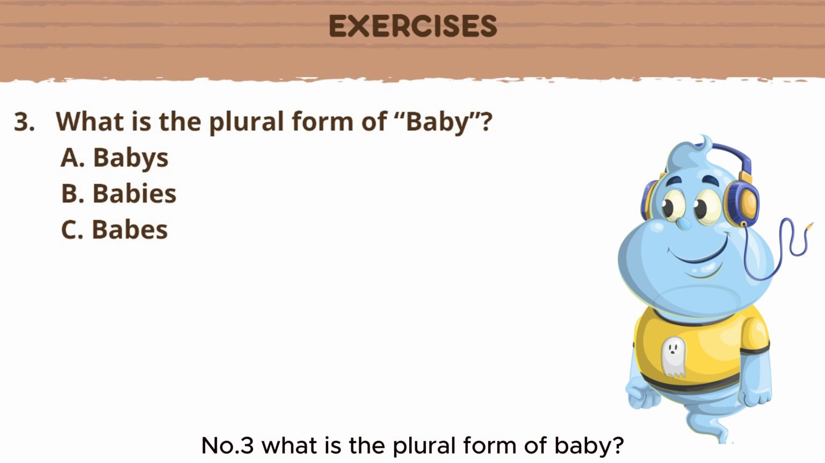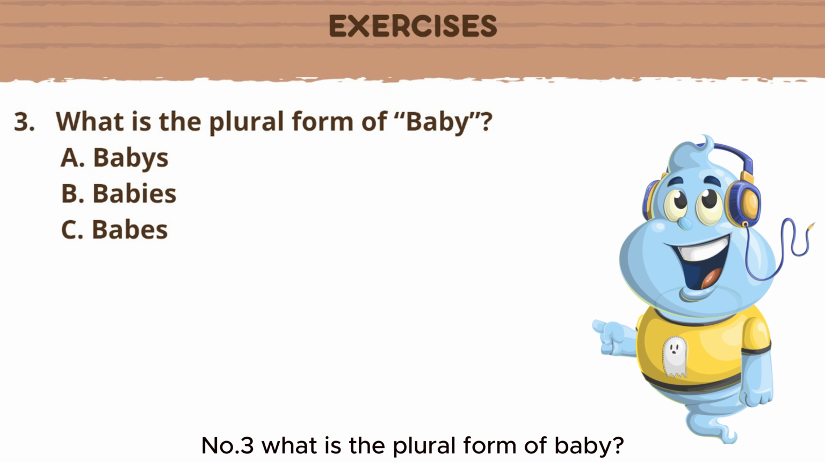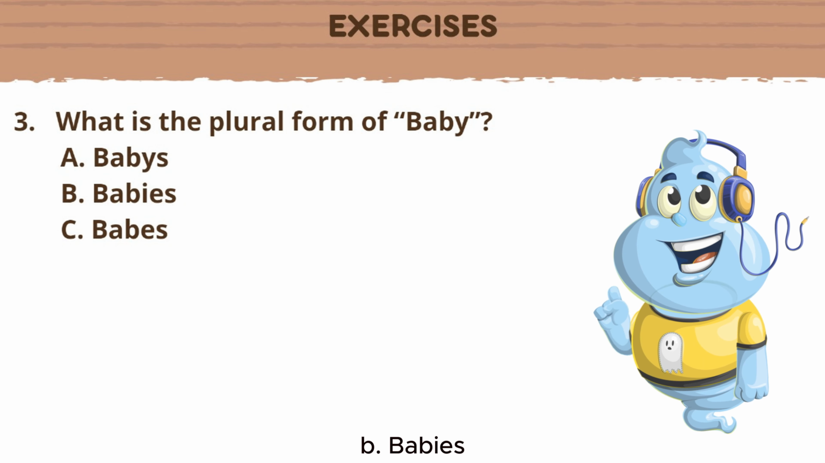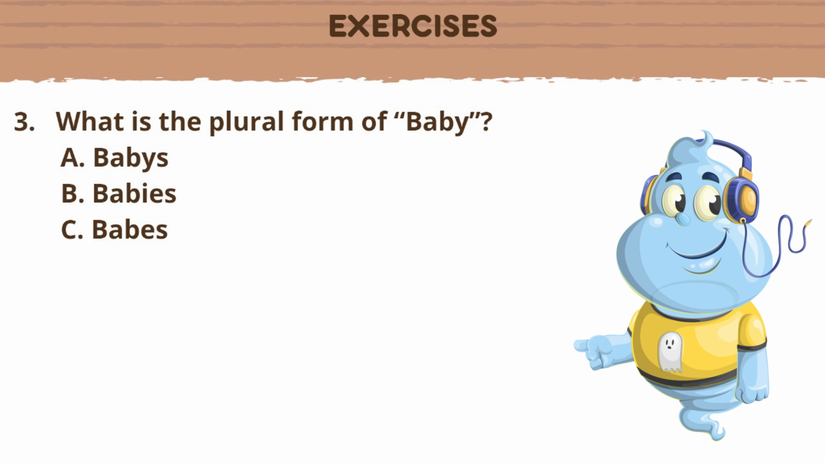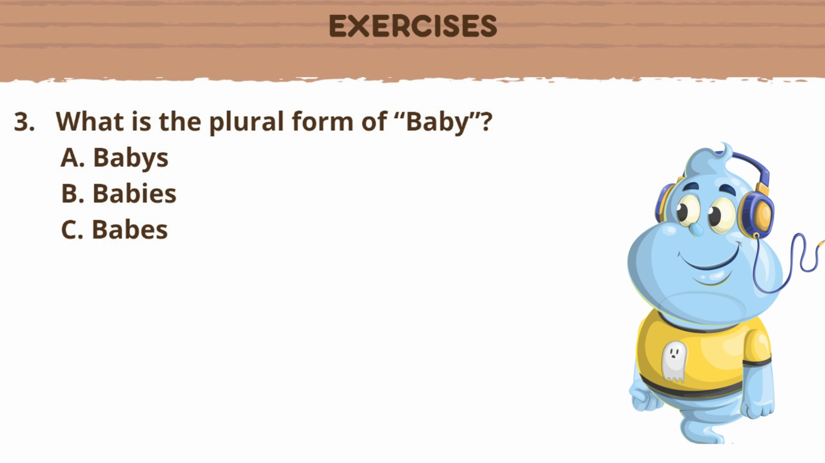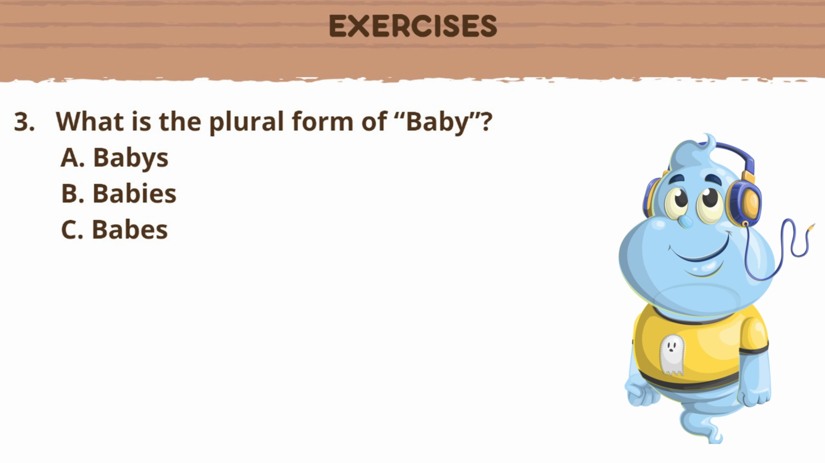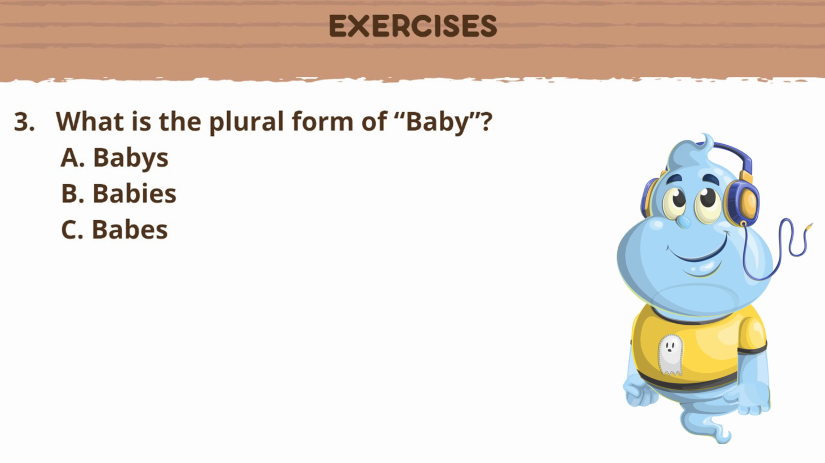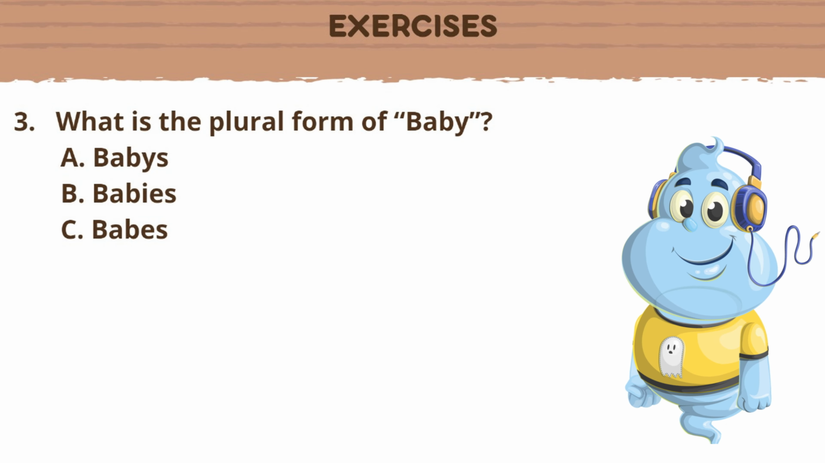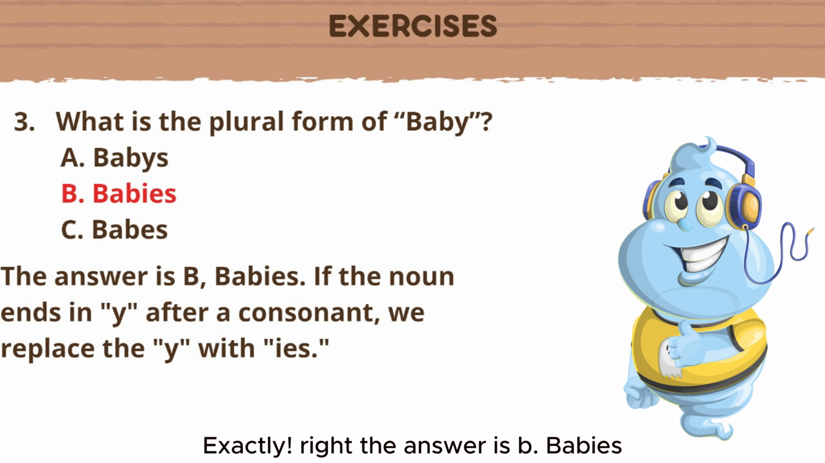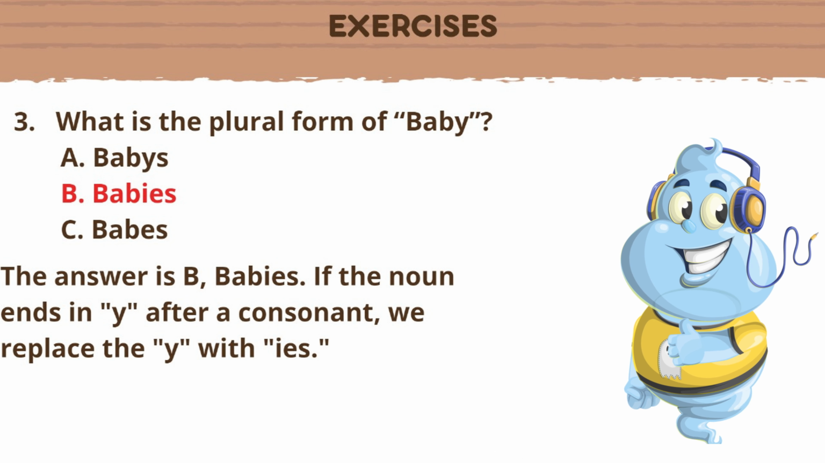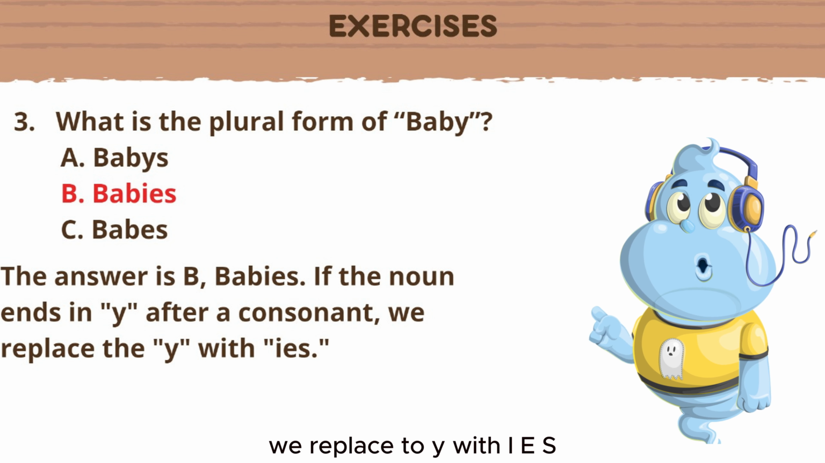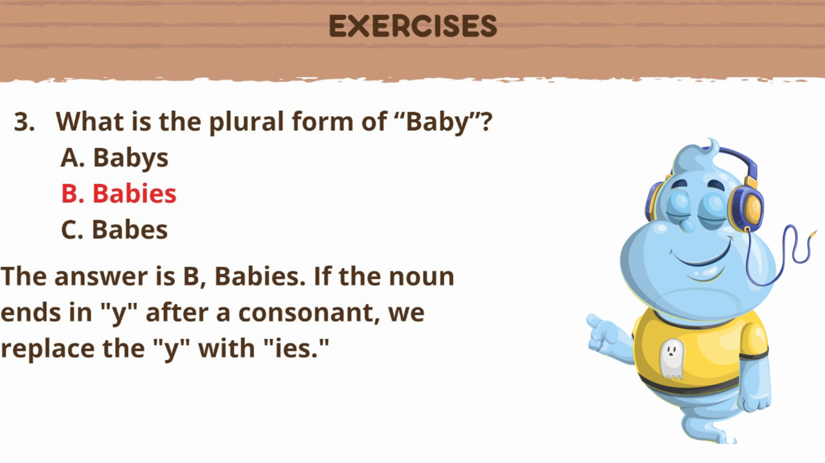Number 3. What is the plural form of baby? A. Babies. B. Babies. And C. Babes. Exactly right. The answer is B. Babies. If the noun ends in y after a consonant, we replace the y with ies.